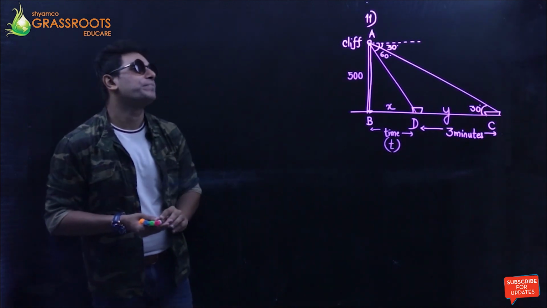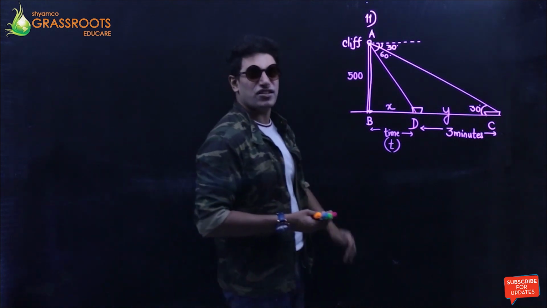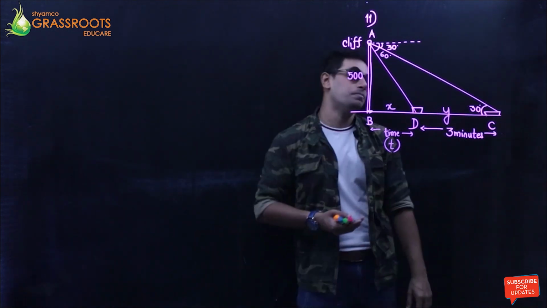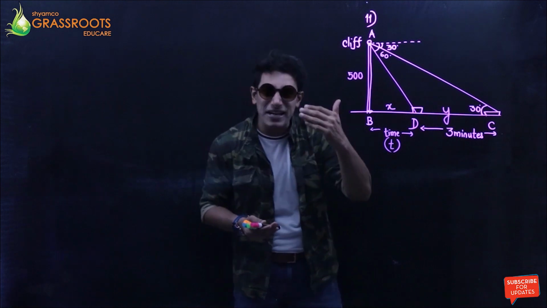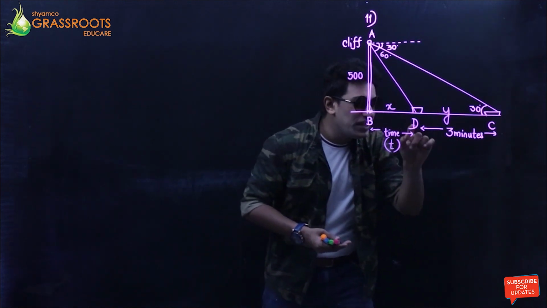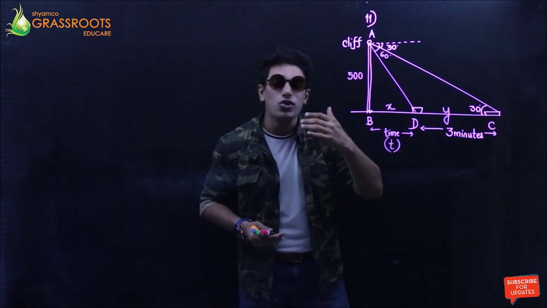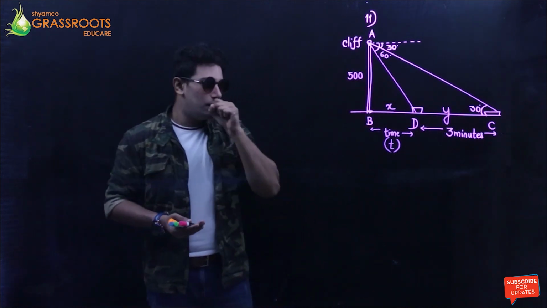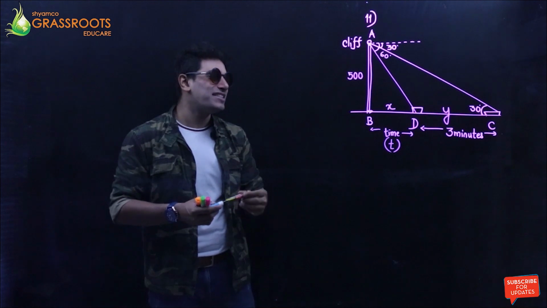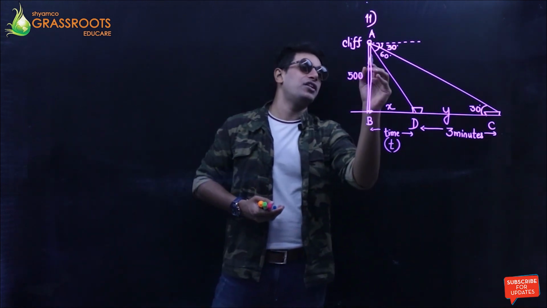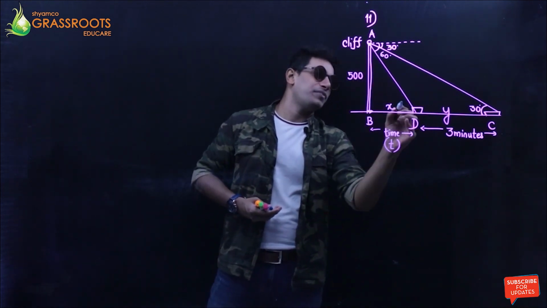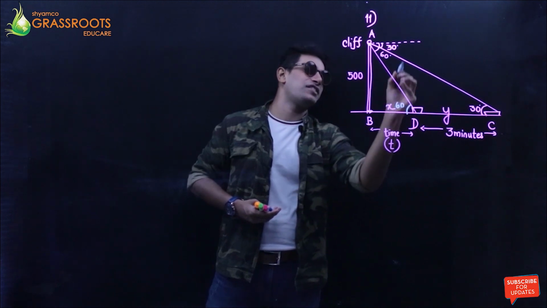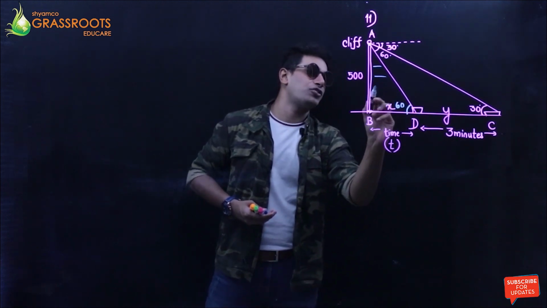Alright, beautiful sum. Speed remains the same, uniform speed. That means speed from B to D is equal to speed from D to C. Perfect. Let's start with this one. This is 60 degrees, guys. Come on, the Z formation. Let's start with the smaller triangle.